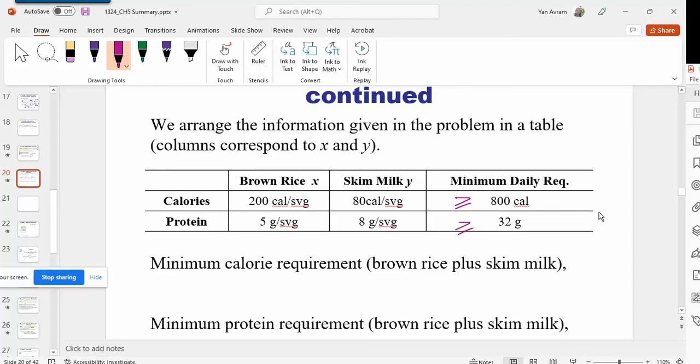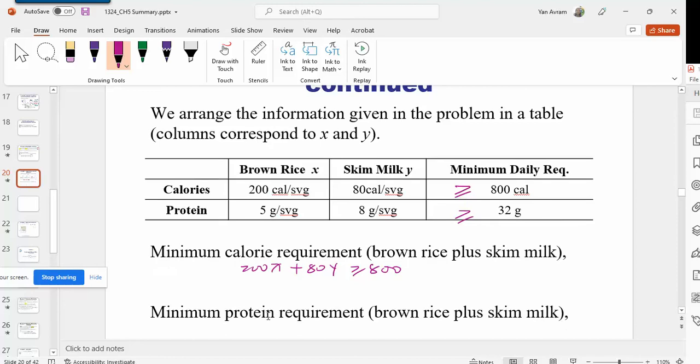So this one, the minimum calories requirement: you have 200 per serving of brown rice, so it's 200x plus 80y, and this should be greater than or equal to 800, okay? And the minimum protein requirement, it's brown rice plus skim milk, right? So very similar, I'm going to write it down here. So this is 5x plus 8y, and this should be greater than or equal to 13. So that is the protein requirement, and this is the calorie requirement here, okay?